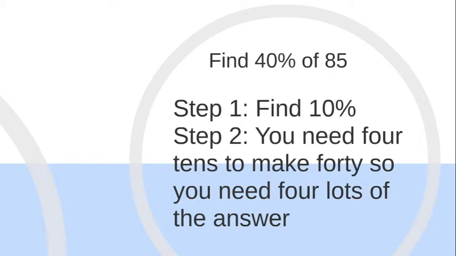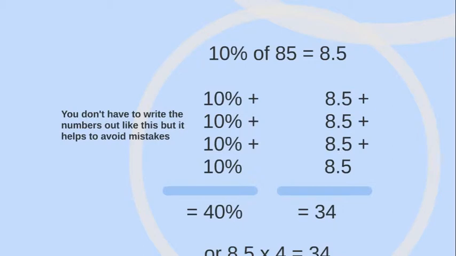So here's the method for finding 40% of 85. Step 1 would be to find 10%. Step 2 is that you need 4 of those, 4 10% to make 40, so you'll need 4 lots of that answer. So 10% of 85 would be 8.5. We need 4 of those put together to make the whole answer. So 4 8.5s are 34.